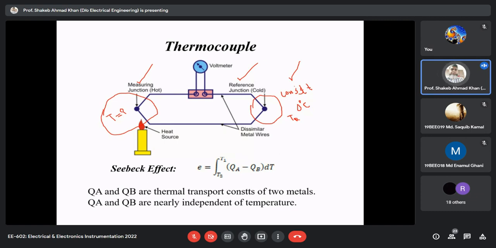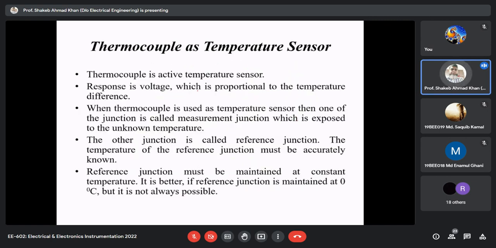If it is not possible, then you can maintain it at some other higher or lower temperature as per your convenience, but it should be constant. It must be constant rather. Okay, so this is the requirement. So that's what is written all here.